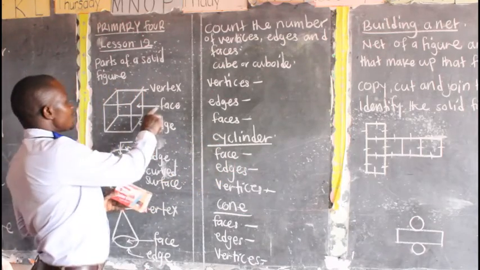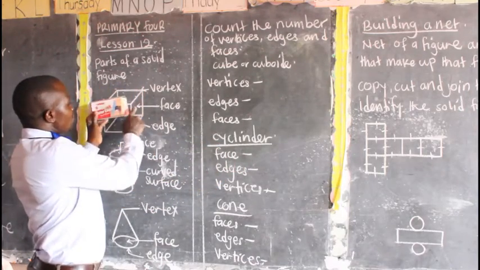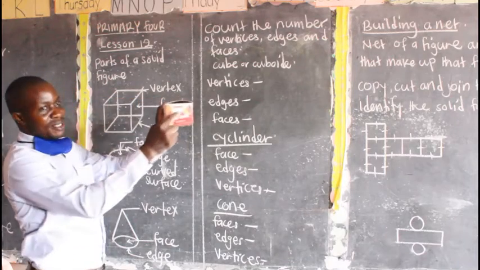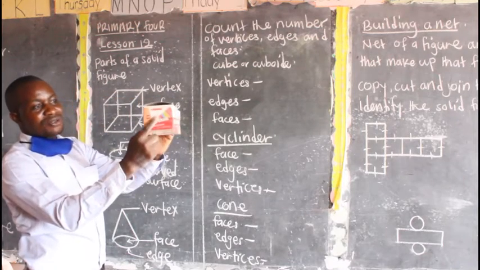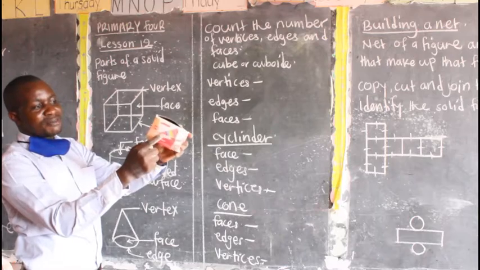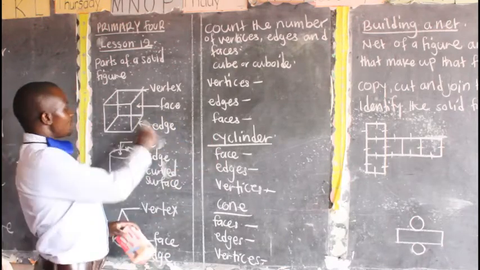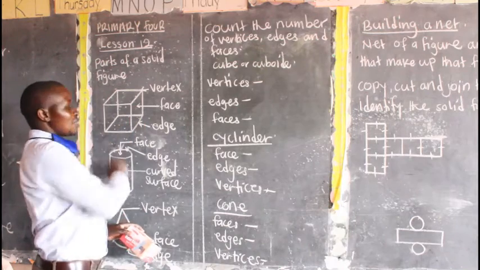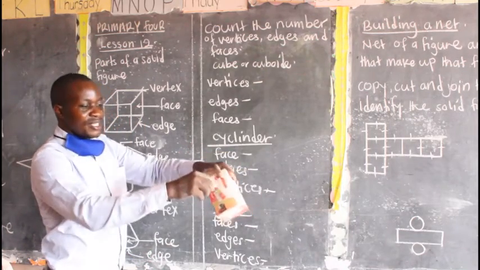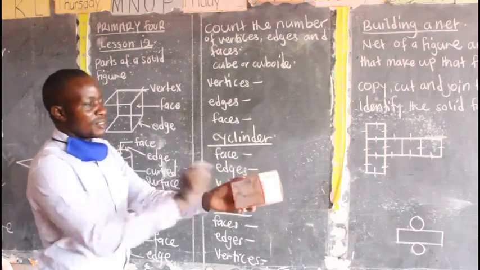Then we have this part here. When I put my box like this, this is the part we mean. This part here is called the face. There are very many. This one, this one, this one, this. It is called face. It can be this part, it can be that part. So even this part is called the face.